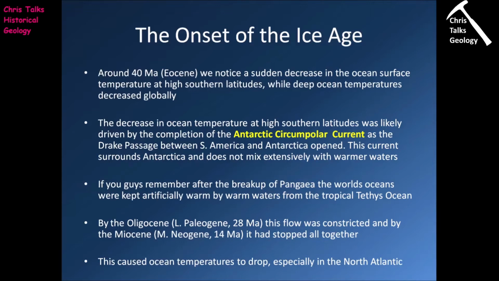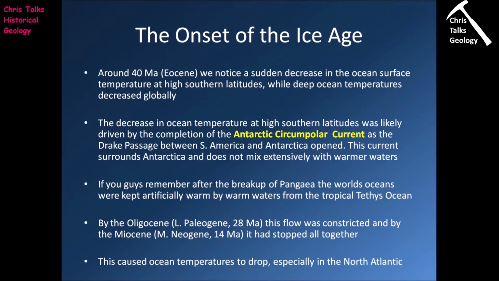Now, if you remember, after the breakup of Pangaea, the world's oceans were kept artificially warm by warm waters which were moving from the tropical Tethys Ocean into other ocean basins like the North Atlantic. Now, by the Oligocene, so about 28 million years ago, we begin to see this flow of water from the Tethys Ocean into the North Atlantic in particular begin to be constricted. So we see it getting weaker, and obviously this is going to cause ocean temperatures in the North Atlantic to begin to decrease because this warm water is no longer coming in such large quantities.